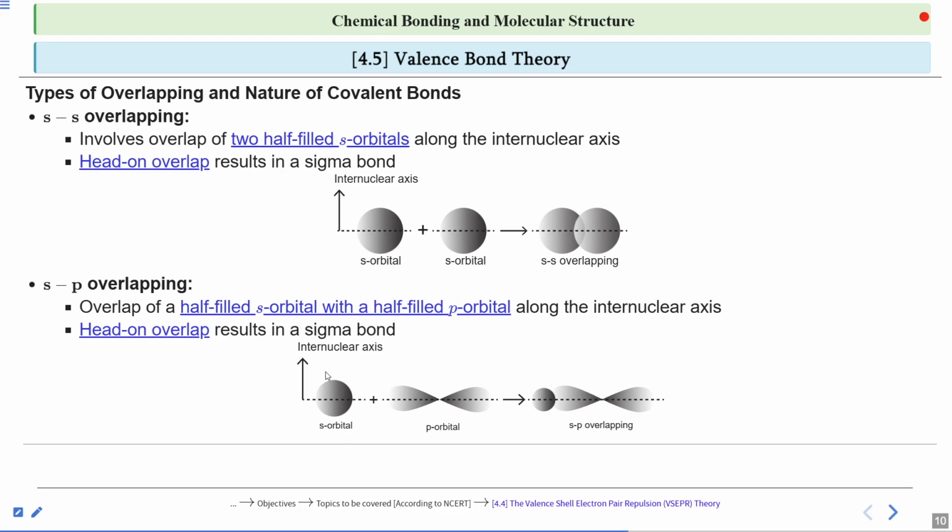So you can see it very clearly here that we have an s orbital that is combining with a p orbital, right? And overall, upon the overlapping, we are getting the sp overlap. Now what is common between these two kinds of overlapping? That they both are overlapping along the internuclear axis, and there is a head-on overlap. Remember students, this p orbital would be which orbital? It will be pz, because we are taking the z axis as the internuclear axis.